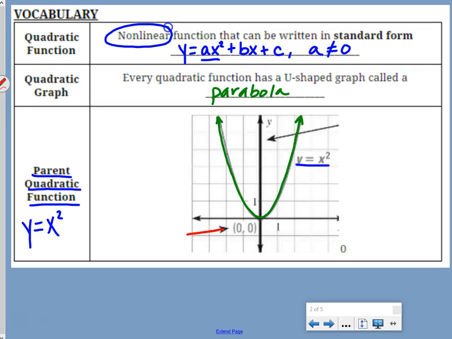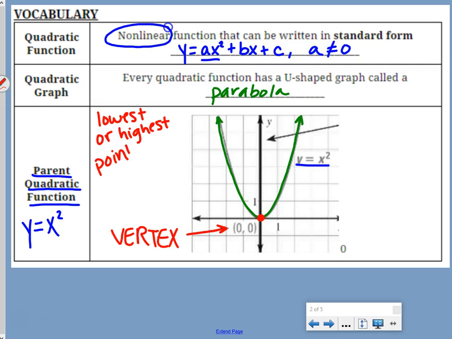Right here, this arrow is drawing to 0, 0, this point, which we call our vertex. And that is the lowest or highest point on a quadratic function. So vertex is the lowest or highest point. In this case, our vertex is 0, 0.